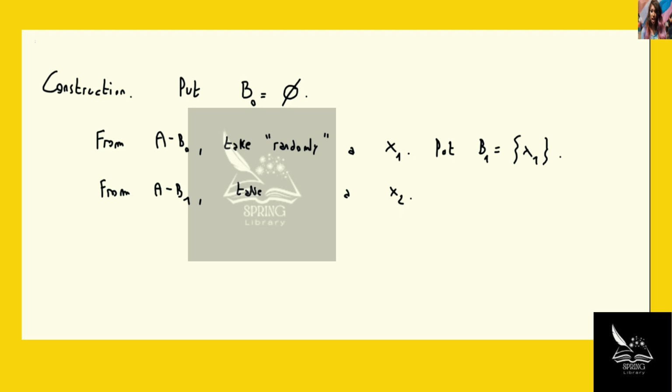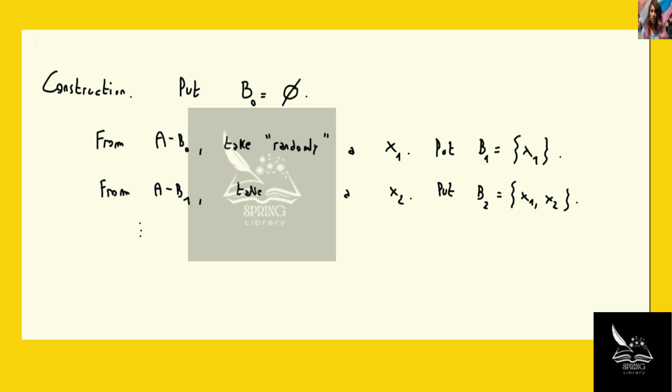Now, from A minus B1, again, we take in some way an element x2. Again, A has infinitely many elements, and we're not considering the elements of B1, which is just x1. So, from infinitely many, we just remove one, so there are still infinitely many. So we can take an x2, say. And then we put B2 to be the set that contains x1 and x2. And we keep repeating this process.